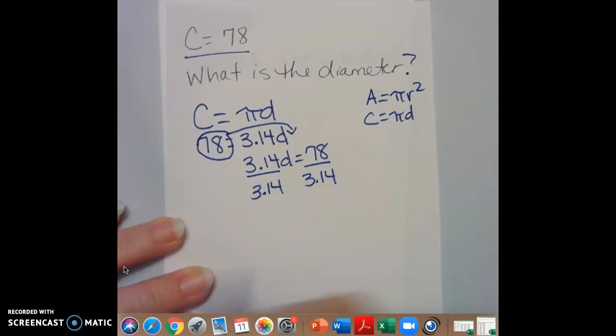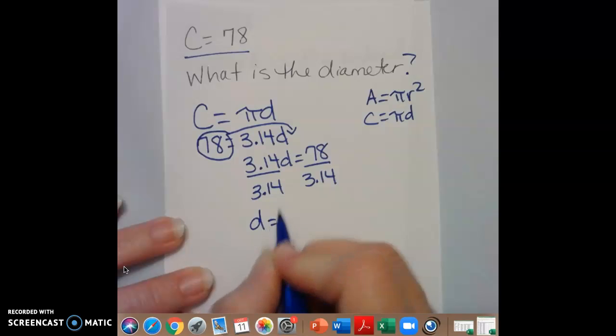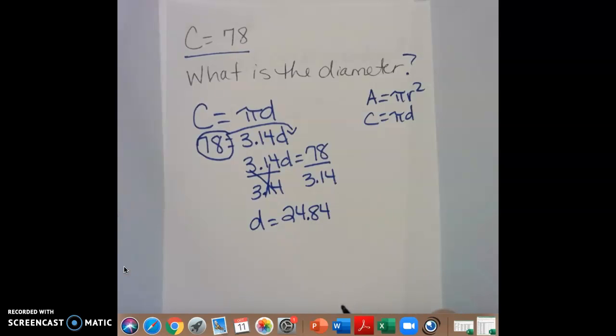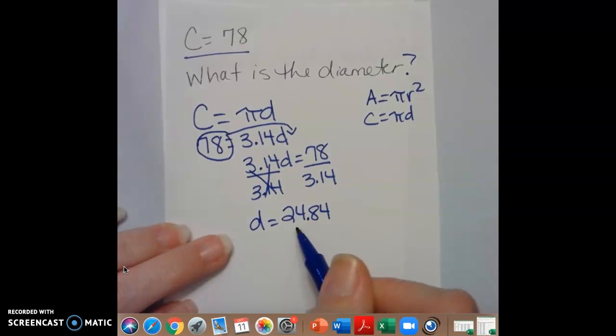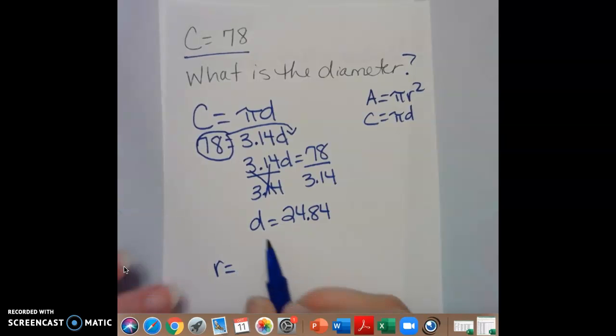So then on my calculator, if I do 78 divided by 3.14, I get a long decimal. So this means that the diameter equals 24.84. I'm not going to write the rest of the decimals. I'm going to let that be enough. So I could take this from diameter, and I could use it to find the radius.